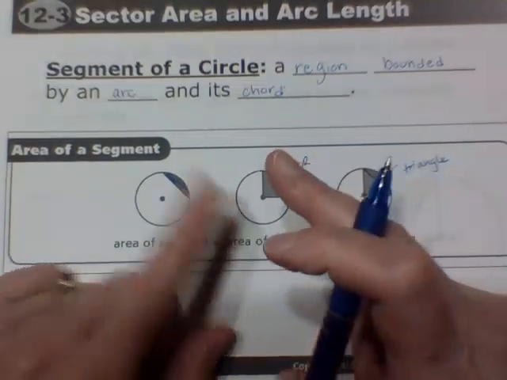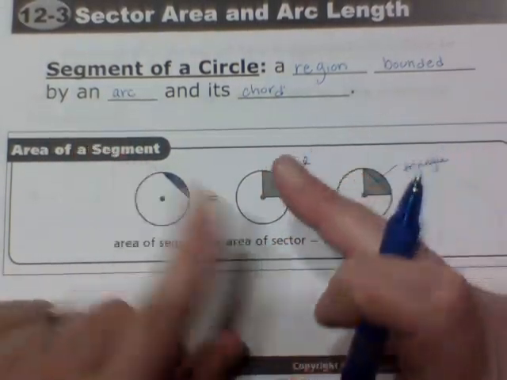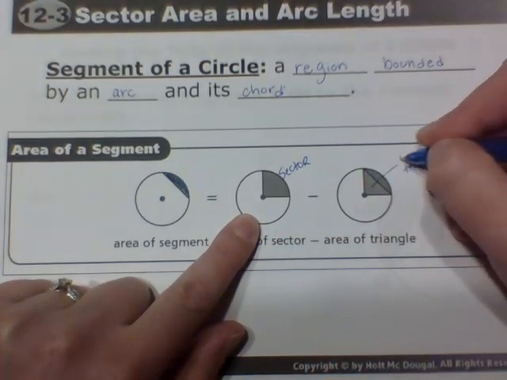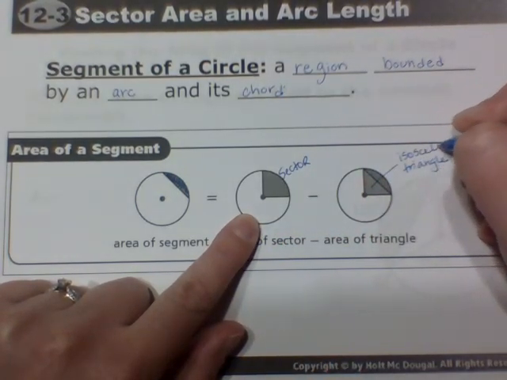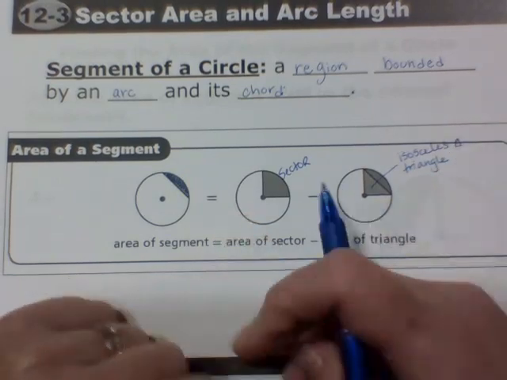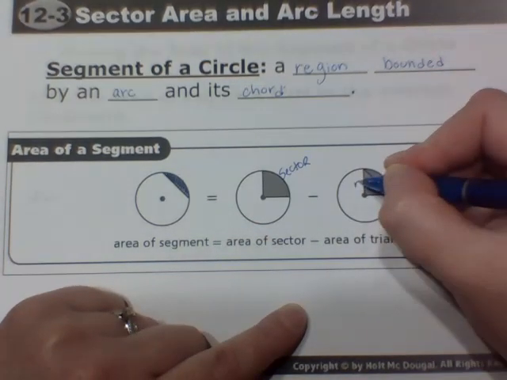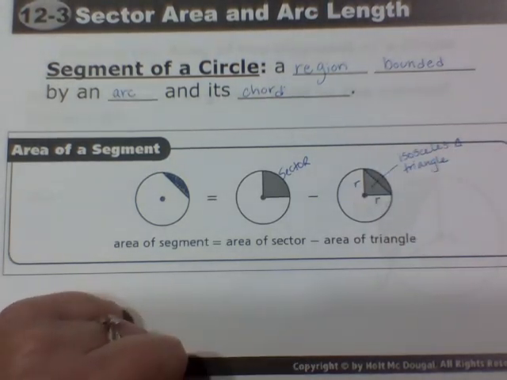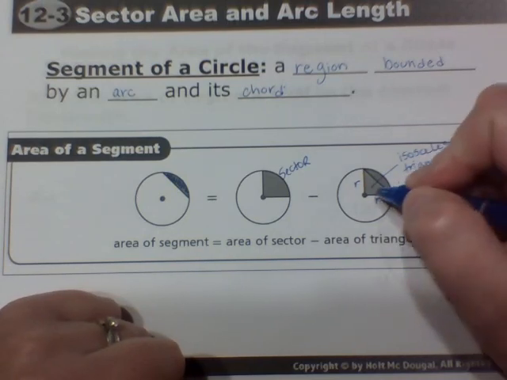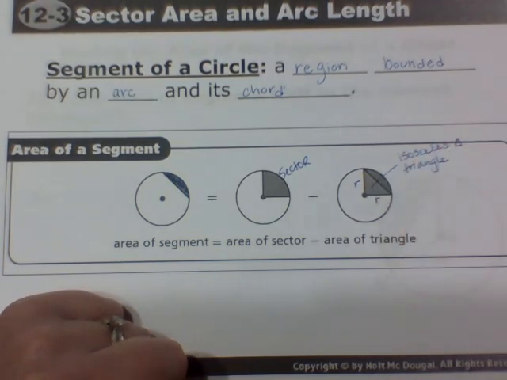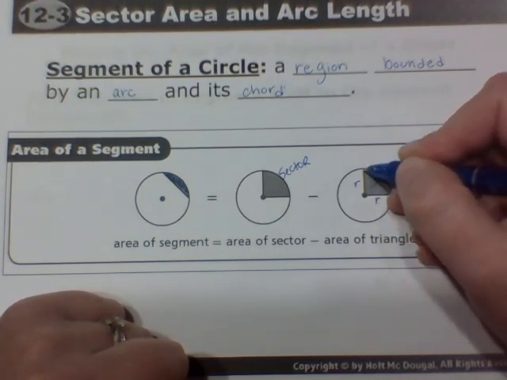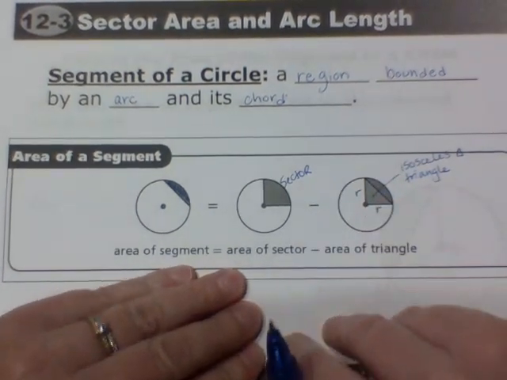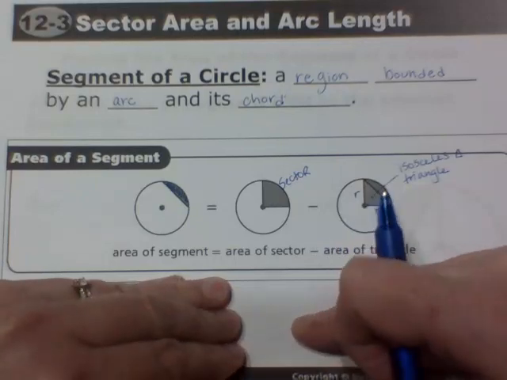All right, so to use segment, we're going to need the area of the sector, and then we're going to need the area of this isosceles triangle, because these two are the radii, and they're the same length. And so we can find the area of that isosceles triangle by finding its height, or if it's a right triangle, that's really nice because it would just be one half r squared. All right, so here we go with an example.